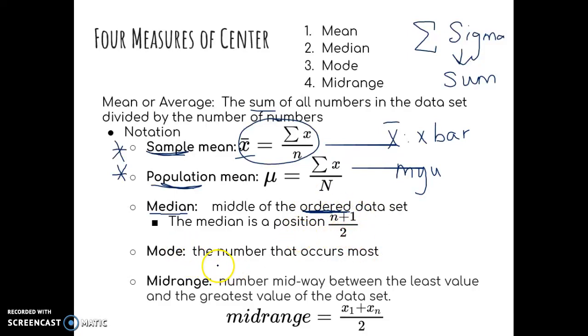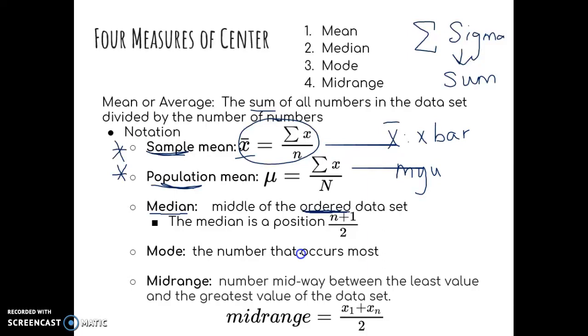Then we have the mode. Mode is the number that occurs most. You can have no mode, or you can have multiple modes. It happens to be the numbers that occur most, so the most frequent. So if a few numbers tie for the most frequent, all of those numbers would be modes. If all the numbers only occur once, then there's no mode at all. Be sure not to put 0. Make sure you put no mode, actually writing out the words no mode.